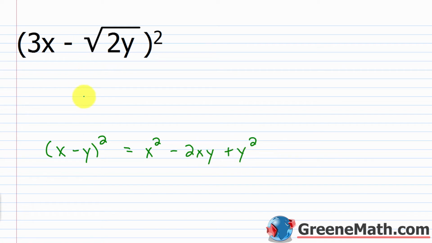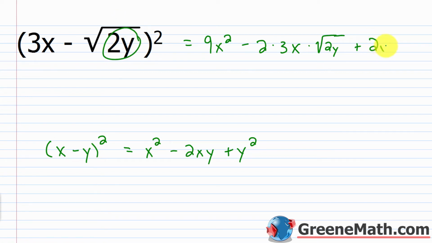So following that format here, I would have the first guy squared. So 3x squared, 3 squared is 9, x squared is just x squared. I would have minus 2 times the first guy, which is 3x, times the second guy, which is the square root of 2y, and then plus the second guy squared. So the square root of 2y squared, the squaring would just undo the square root. I'm left with just 2y, so plus 2y.